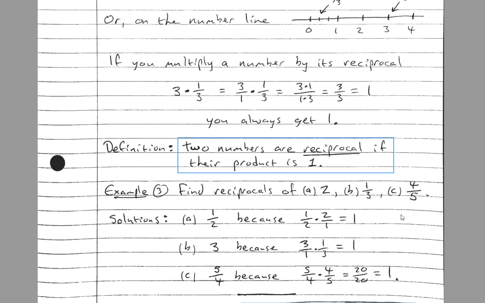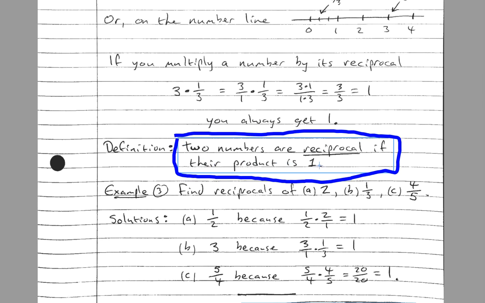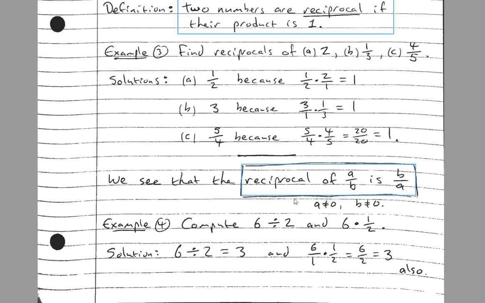And the reciprocal of 4/5 is 5/4, because when you multiply those two numbers together, you get 20 over 20, and that's 1. So yeah, this is a good definition of reciprocals. Again, two numbers are reciprocal if their product is 1. So the reciprocal of 4/5 is 5 over 4. So you can see what happened. The reciprocal of a fraction a over b is just b over a. So you flip it upside down. We don't want any zeros on the bottom, so here a and b had better be non-zero integers.